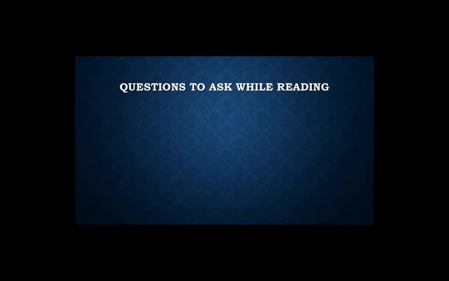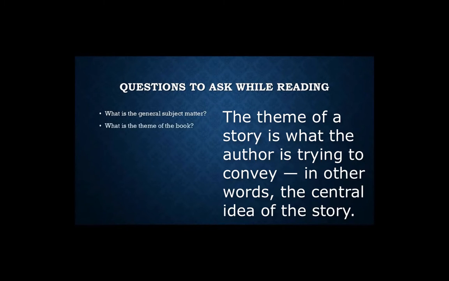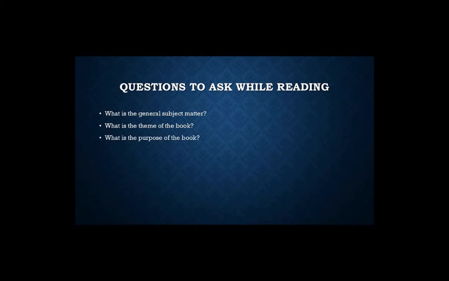I'm going to bullet point these, and we'll talk about specifically some of these here in a moment. What is the general subject matter? Obviously, should be easy to summarize. What is the theme? So now we're narrowing from the general subject matter to the theme. What is the purpose of the book? Why is he writing it? Is he responding to someone else? Does he think there's a problem out there with something? Why is he writing the book?